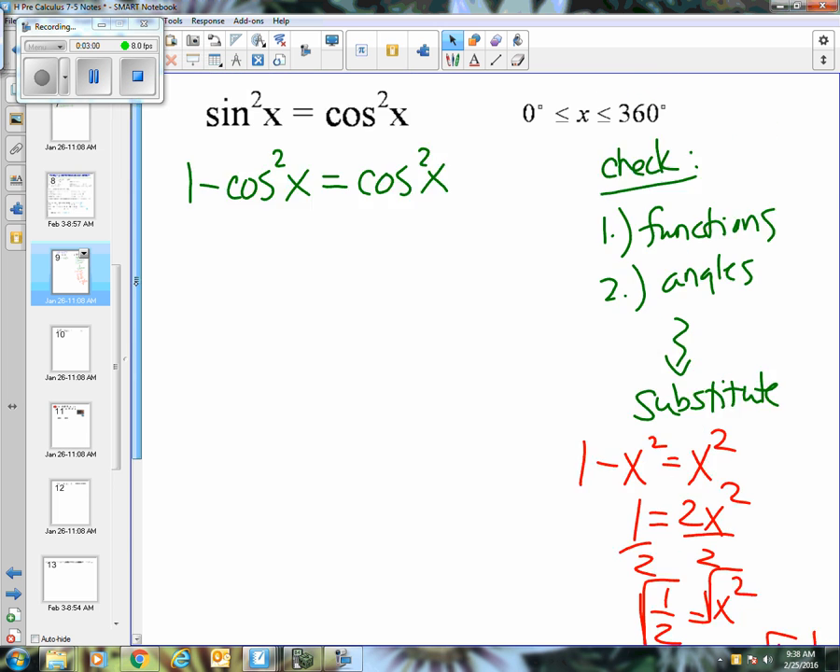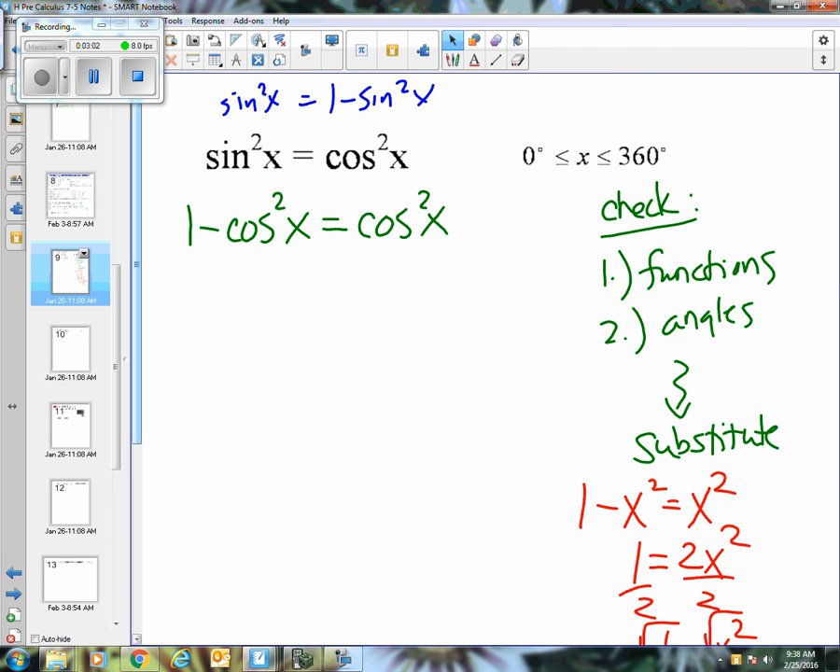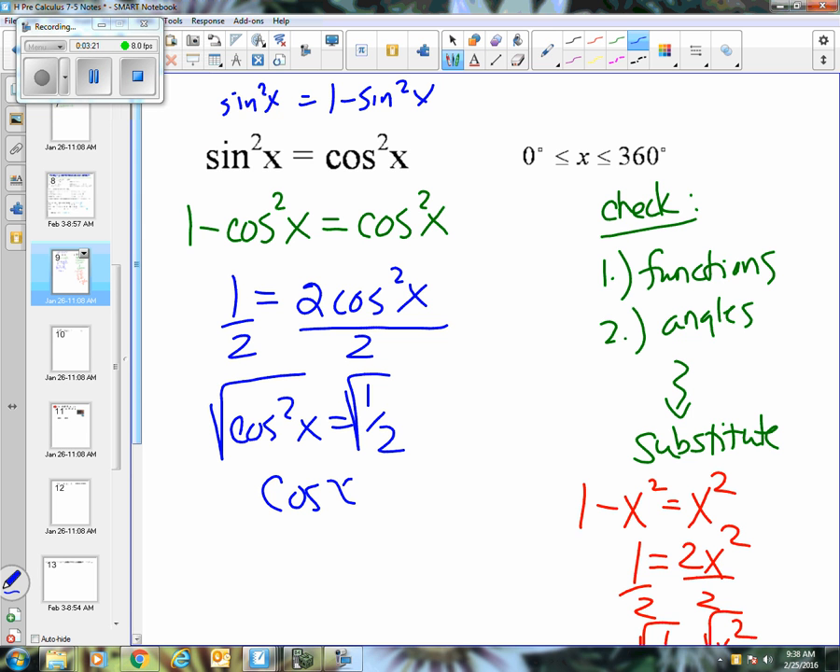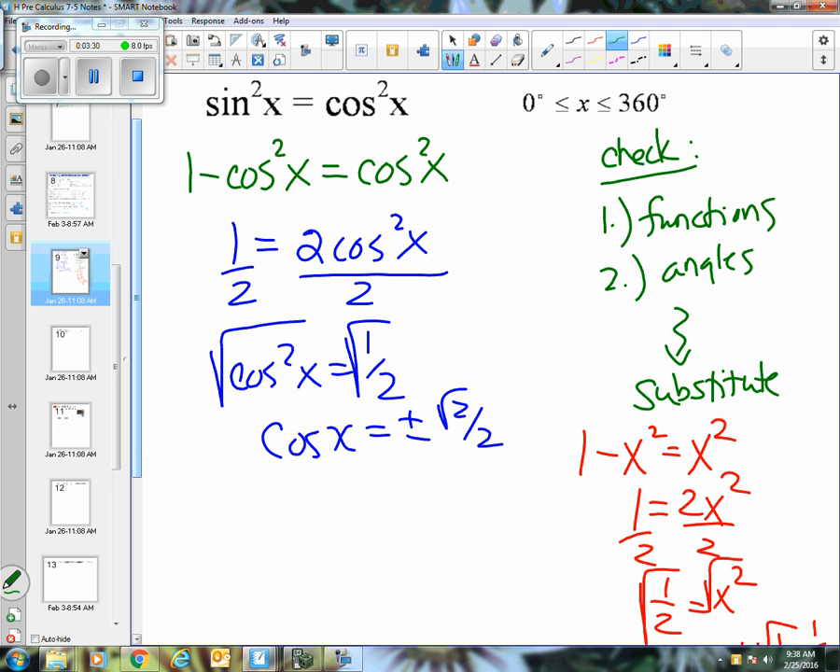So let's do that back for this trig equation. Remember, if there's something that doesn't make sense or you get stuck in the trig, rewrite it as an algebra problem. So I'm going to go ahead and add the cosine squared over to the other side. I'm going to divide by 2. So I get cosine squared equals 1/2. And then I'm going to take the square root on each side. So we get cosine of x equals plus or minus the square root of 2 over 2. So now I'm asking the question: for what angle measurements is cosine either positive or negative square root of 2 over 2?